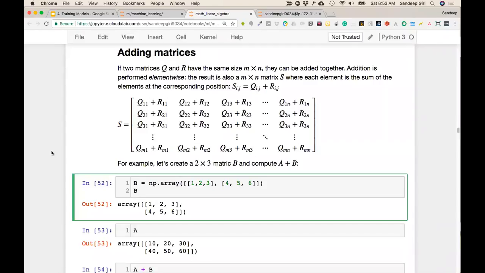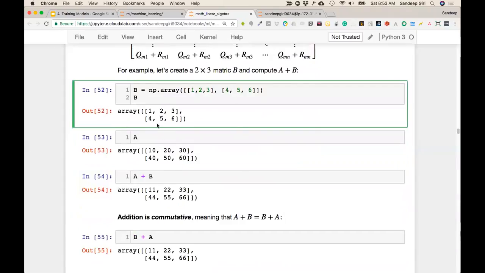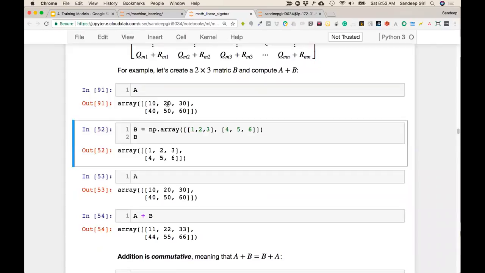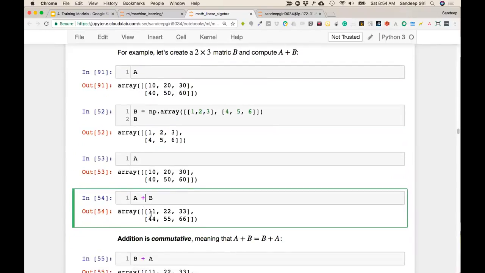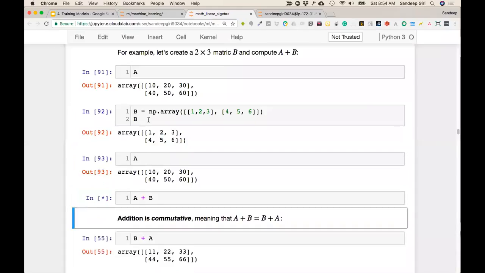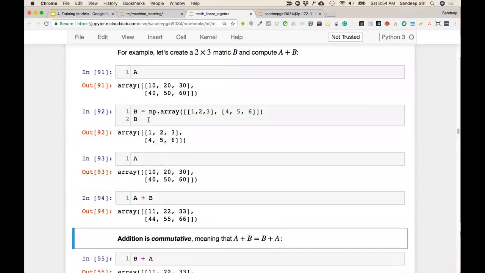Okay, so before the break we were talking about adding matrices. If you have two matrices Q and R having the same size m and n, they can be added together easily. Let's take a look. Say A is 10, 20, 30, and B is 1, 2, 3, and so on. So when we say A plus B, it is 11, 22, 33. I hope there is no doubt about it. So addition of two matrices is really simple.